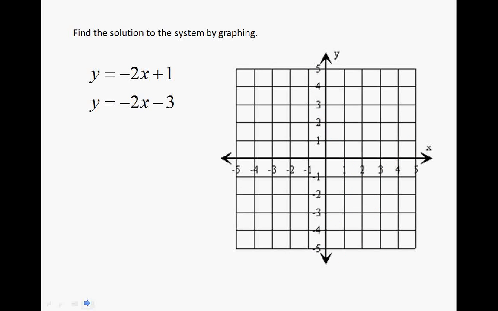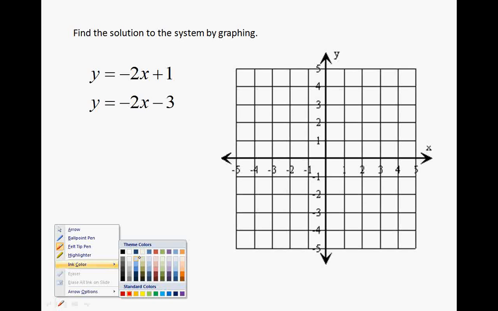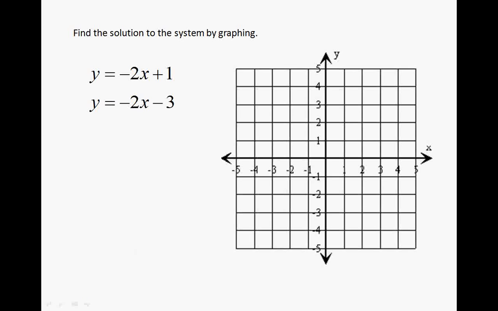Okay, let's try another one. Pause it, see if you can graph it, and then ask yourself, do you see the solution or not? These two lines, okay, the first one has a y-intercept of positive 1 and then a slope of negative 2 over 1. So it looks like this. The second one has a y-intercept of negative 3 and then a slope of negative 2 over 1.